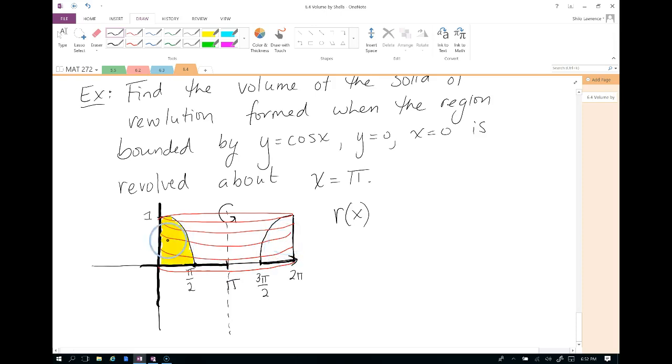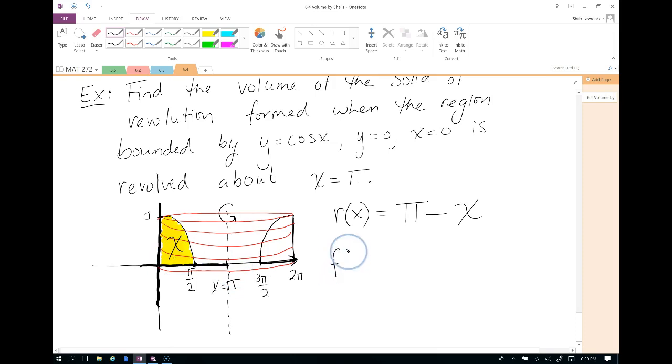You look at your original region, which is x, and you look at your axis of revolution, which is x equals pi. And you're going to do the one on the right minus the one on the left. So here, the axis of revolution is on the right, the region is on the left. So we're going to do pi minus x for our radius function.